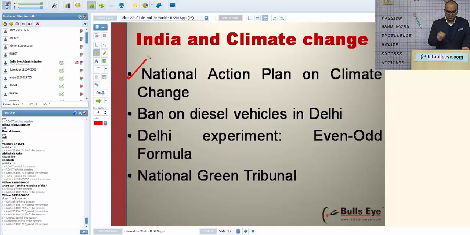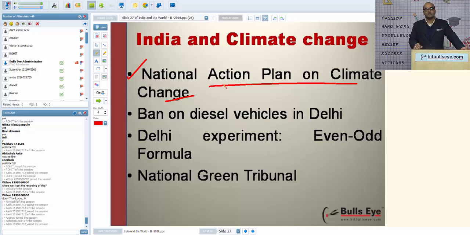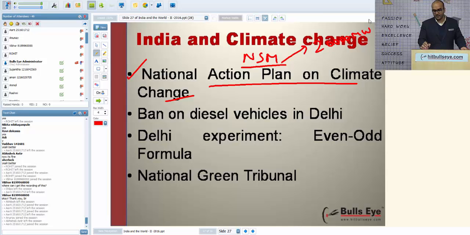Right, India and climate change, these are certain things that you will do well to read through. First one is the National Action Plan on Climate Change. It has 7 separate schemes working under it. One of the most important ones is the National Solar Mission. Earlier the target was 20,000 megawatt of solar energy to be produced by 2022. Now the target has been revised upwards, maybe 5 times in fact, to 1 lakh megawatt by 2022, right?